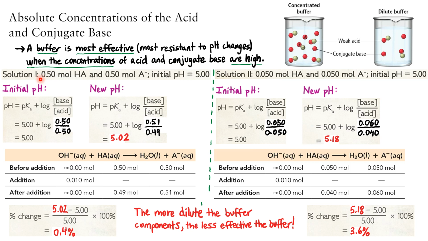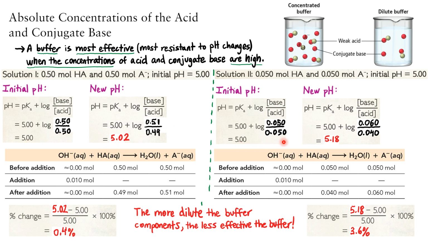In solution 1, we showed a case where you have the same amounts of each of these, weak acid and conjugate base, 0.5 and 0.5. But in solution 2, you have the same amounts of weak acid and conjugate base, but less, right? So 0.05 versus 0.5. And we looked at the pHs and what happens when you add the same amount of base that we added in the previous slide, right? What happens to the new concentrations? You go from 0.5 to now 0.49 and 0.51. And we see how the pH changes.